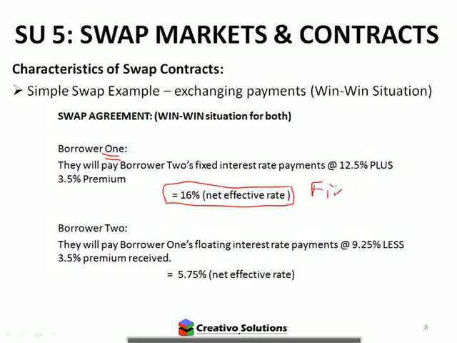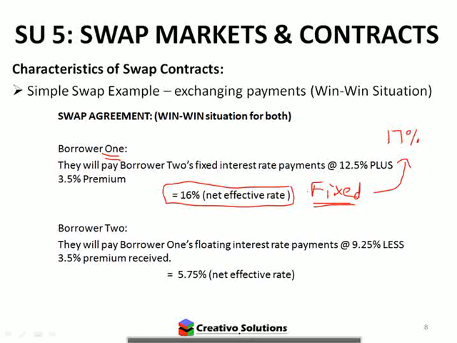How much are they saving? 1%. Because their fixed would normally have been 17%. So that's the effective rate. Borrower 1's effective rate is 16%. Are they going to complain with a 1% reduction in their interest rates? No. And if this is fixed, it's probably going to be taken for assets of a few million perhaps. So 1% on a few million is a good saving.